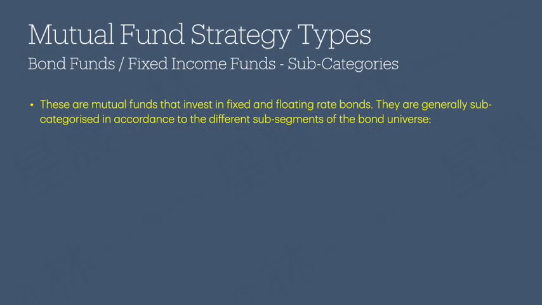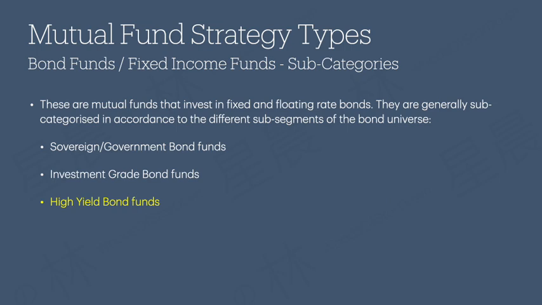Bond funds, also commonly termed fixed income funds, are mutual funds that invest in fixed and floating rate bonds. They are generally subcategorized in accordance to the different subsegments of the bond universe, which are sovereign or government bond funds that focuses only on bonds issued by countries. Investment-grade bond funds that focuses on high-grade corporate bonds that have a credit rating of BBB- or better. High-yield bond funds that focuses on non-investment-grade corporate bonds that have a credit rating of BB or worse, which generally gives relatively high coupons or yields for the additional risk taken.